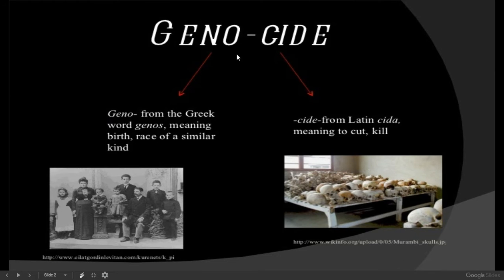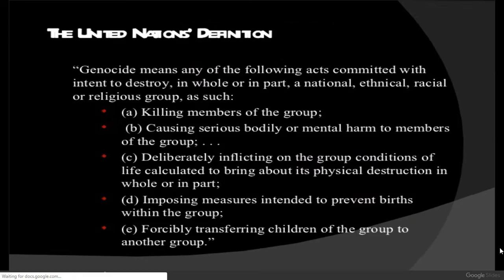So the word genocide comes from the Greek word genos, which means birth, race, or similar kind. Side comes from the Latin word sida, meaning to cut or kill. Genocide means any of the following acts committed with the intent to destroy, in whole or in part, a national, ethnical, racial, or religious group.